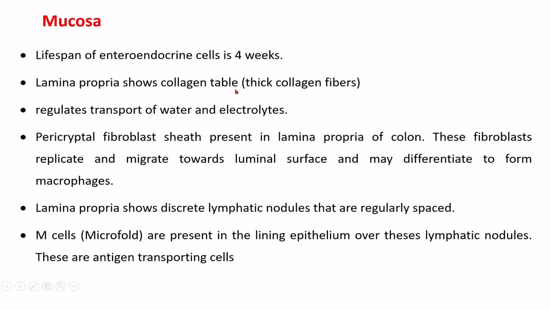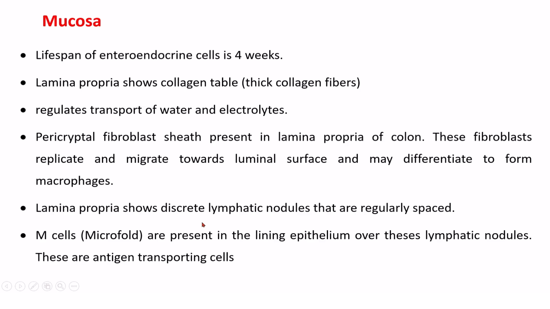Lamina propria shows a collagen table. This is very thick collagen fibers. They regulate the transport of water and electrolytes. Around the intestinal glands, that is the crypts of Lieberkühn, there is a pericryptal fibroblast sheath which is present in the lamina propria of the colon. These fibroblasts replicate and migrate towards the luminal surface and may differentiate to form macrophages.